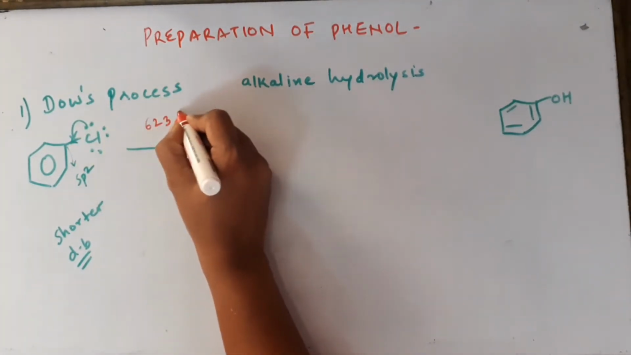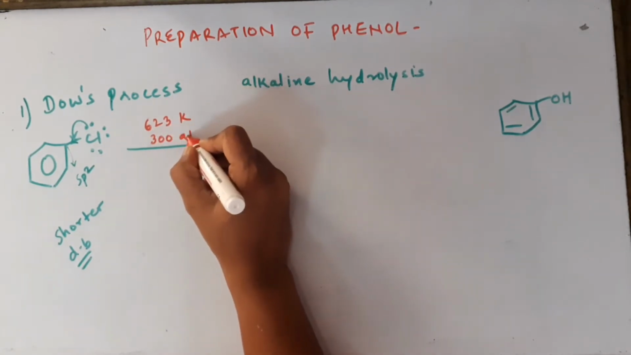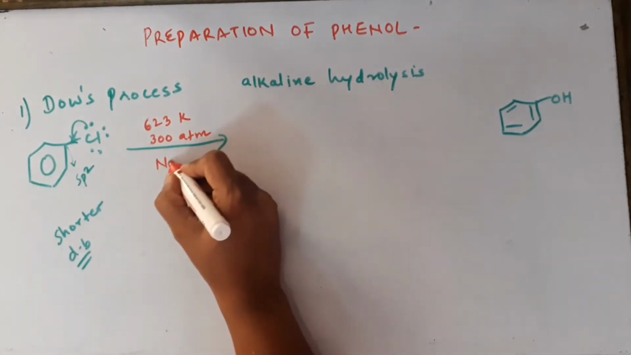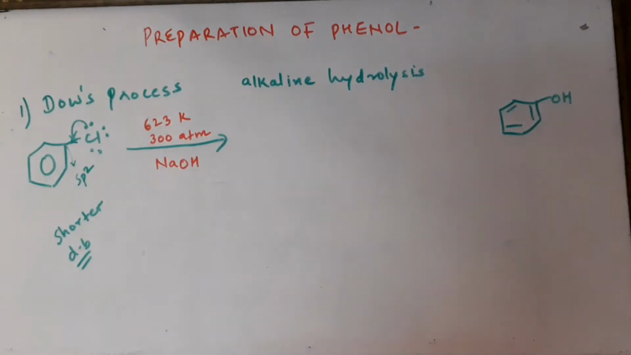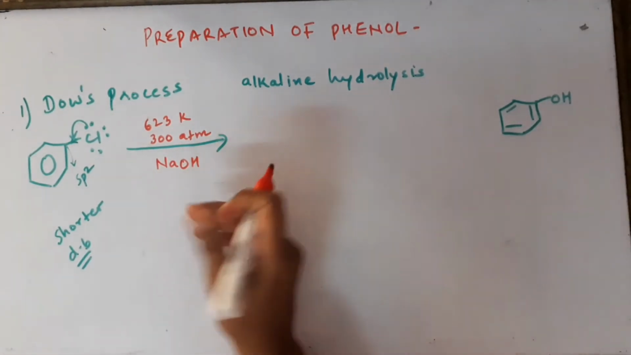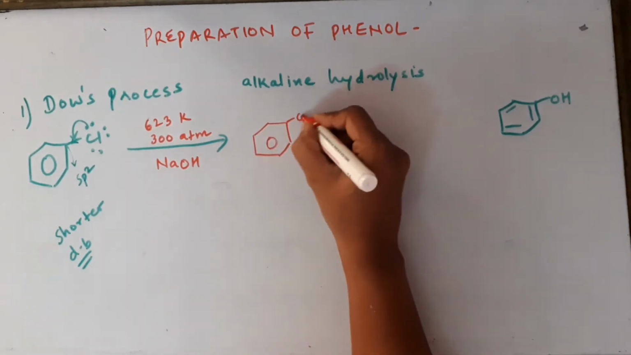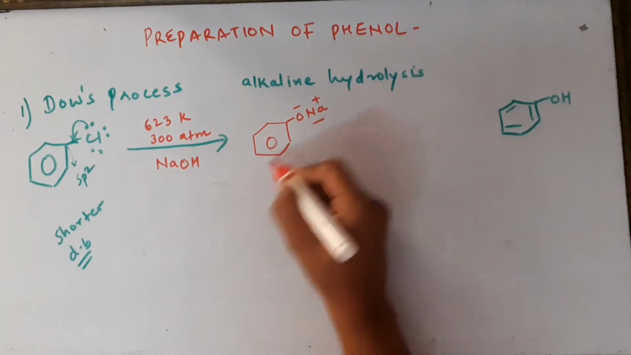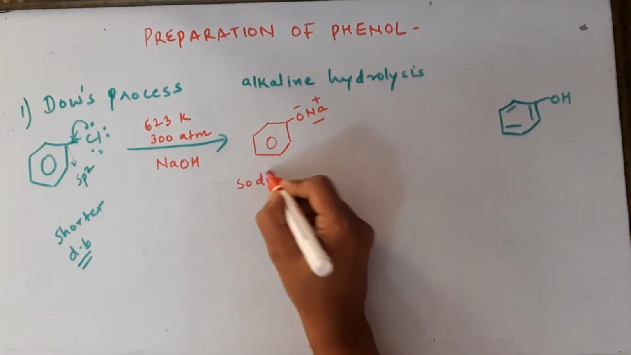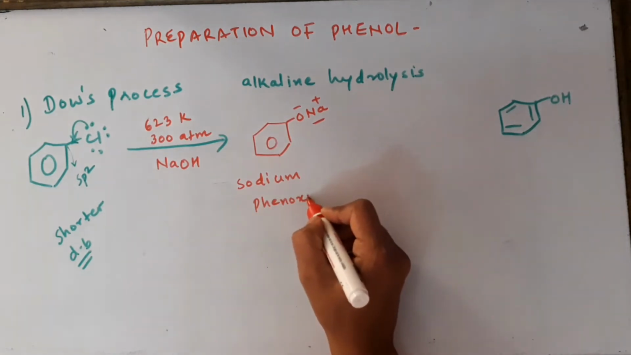So very high temperature of around 623 Kelvin has to be used, very high pressure of 300 atmospheres, and concentrated sodium hydroxide will be used, caustic soda. Now when this heating is done at such high temperature and pressure, the bond breaks and we get a salt, sodium phenoxide, O minus Na plus. Okay, sodium phenoxide. So that is the way you're going to write it, sodium phenoxide. And naturally it is a salt which contains sodium ions.